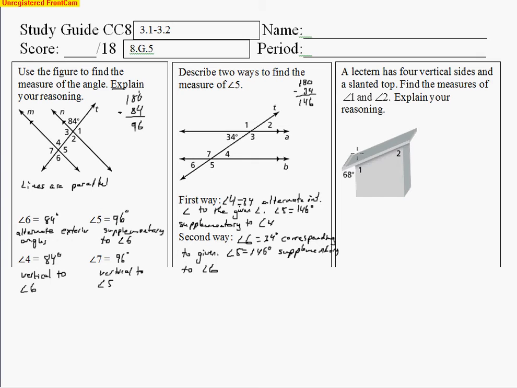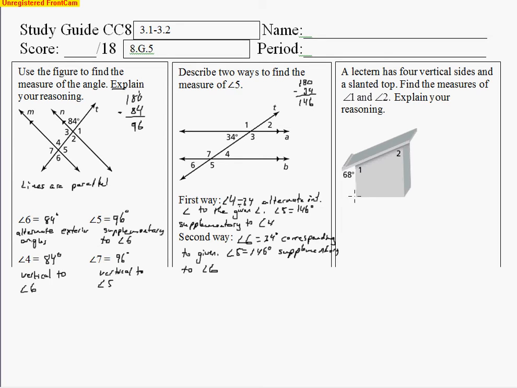Well, here it says the lectern has four vertical sides and a slanted top. That's what we end up seeing here. Find the measure of angle 1 and angle 2. Well, when we look at it, you see how we've got this straight line, and it's cut by this line right here, which is going to end up cutting these two parallel lines.